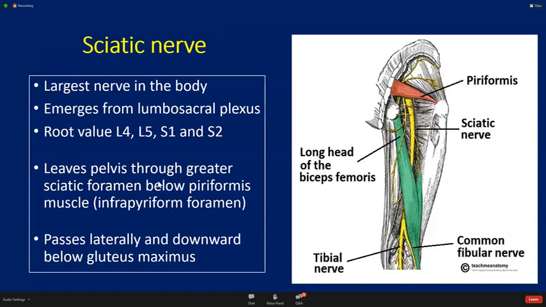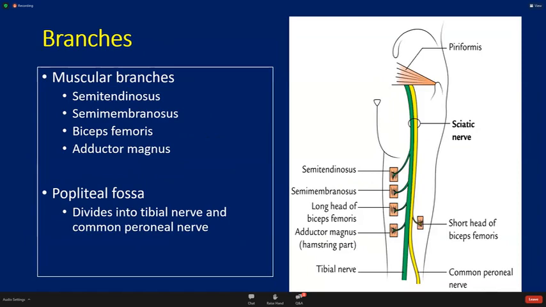The sciatic nerve is the largest nerve in the body, which arises from the lumbosacral plexus with the root value from L4 to S2 and sometimes S3 as well. It leaves through the greater sciatic foramen and under the piriformis muscle, and this is a very common site for compression, and then it goes below the gluteus maximus to reach the popliteal fossa.